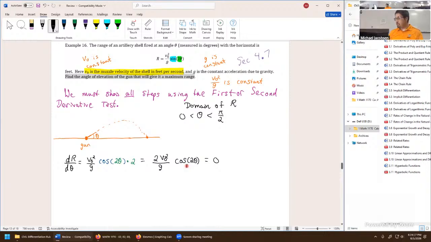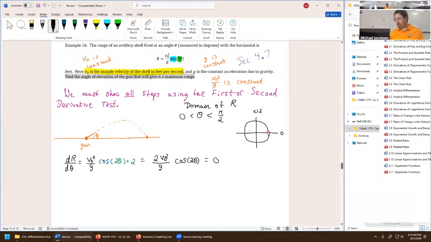In a trigonometry course, there's a lot of work in finding all solutions to cosine 2 theta equals 0. But keep in mind, we have a really restricted domain. We could revisualize the domain kind of like this if we'd like. Here's the unit circle. We're going from 0 to pi/2. Those are the only plausible values.